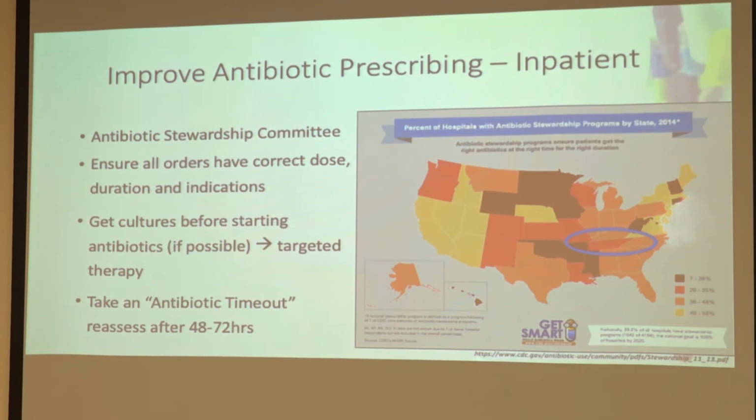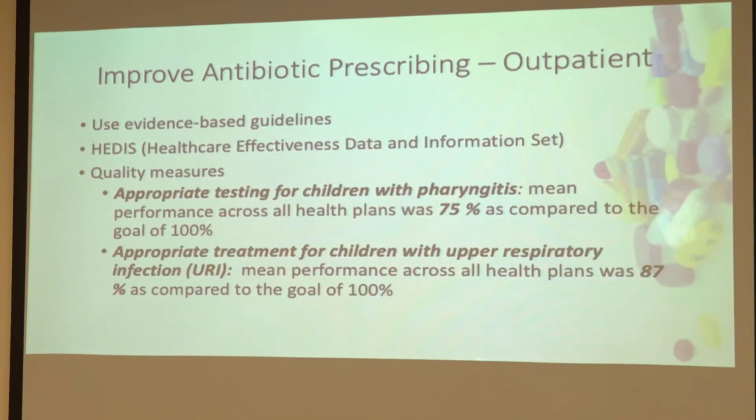On the right side, we can see a map of the US which shows the percentage of hospitals that have actually implemented this antibiotic stewardship committee. The lighter the color is, the better. So for the state of Tennessee, we have less than 50% of the hospitals that actually have this antibiotic stewardship committee. This was for inpatient. What can we do for outpatient settings?